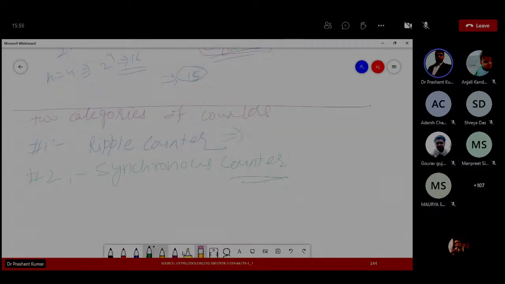So you can write here different clocks, and here all inputs are triggered with a common clock. Right? So this is the basic difference between ripple counter and synchronous counter, and the rest of the things we will see when we discuss these one by one. So I'll start with the first, binary ripple counter.